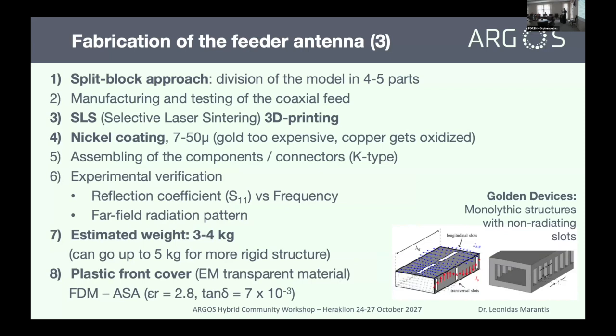So 3 kilograms for a structure like this is quite a good point. And because we're talking about an outdoor installation of the antenna, we need some kind of protection from the rain or, anyway, from the weather conditions. So we're going to use a special plastic front cover at the front of the horn antenna, made by a special FDM material. It's called SAA, with these characteristics.